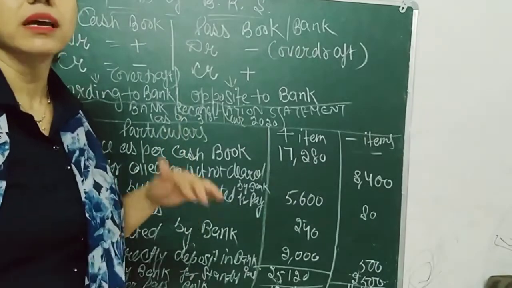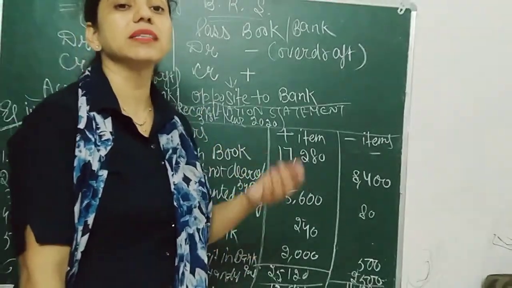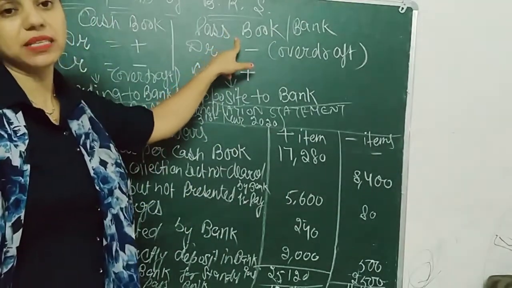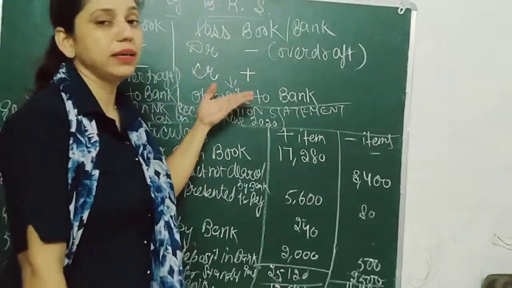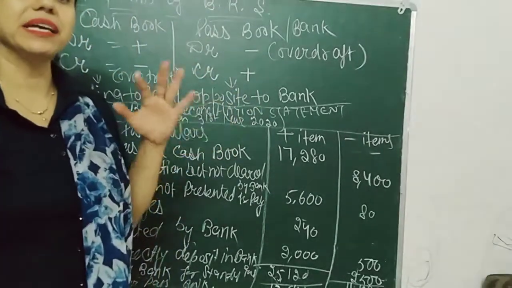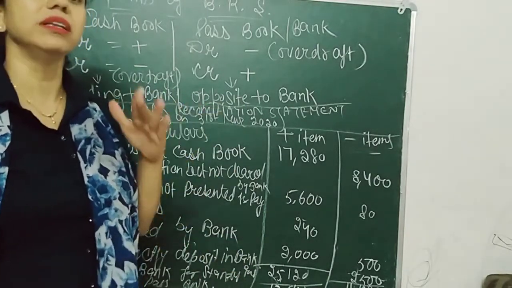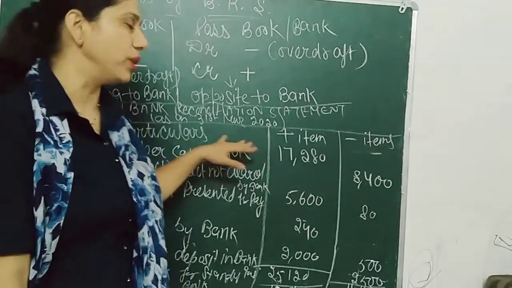According to bank means if bank has deducted, then we will deduct it. If bank has increased, then we will increase. And if passbook balances are given, then we make the transactions opposite to bank. That means if bank has increased, then we will decrease. If bank has decreased, then we will increase. So we have an example, illustration number 1.